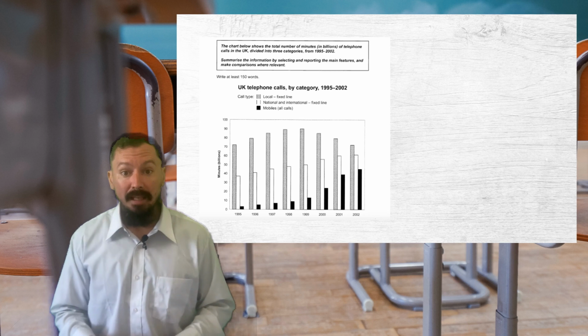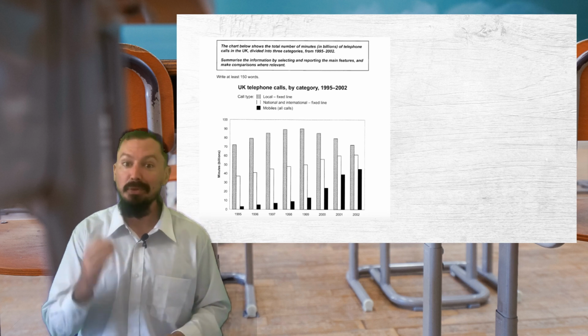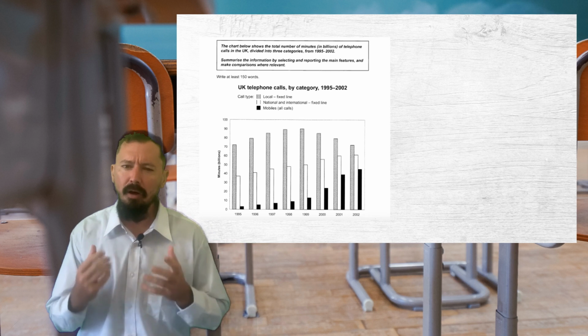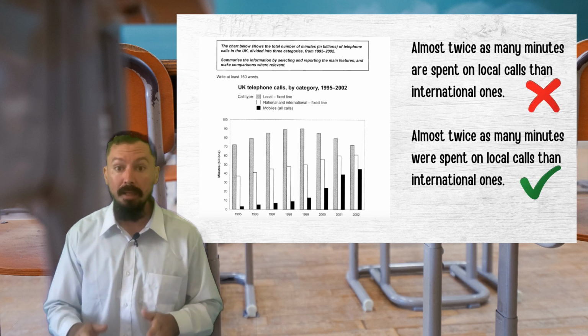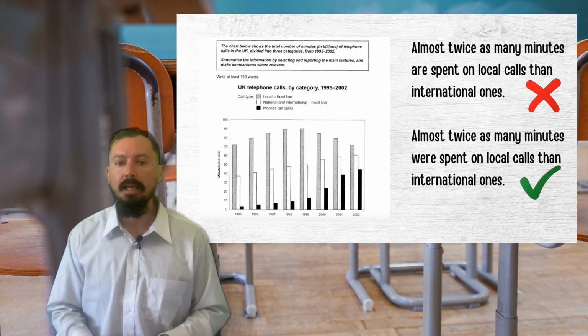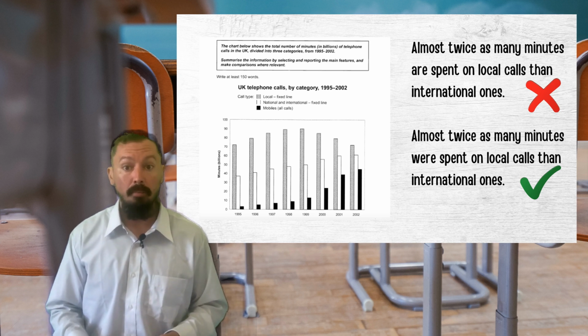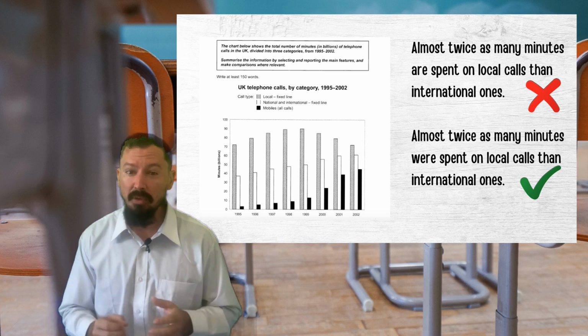Verb tense is really important for all types of question, and you absolutely must think about the time period that is given. One of the biggest mistakes that I regularly see when marking essays is the use of present simple tense when people are talking about line graph or table data from the past. For example, here the latest data comes from 2002, which is far in the past, but people often say things like almost twice as many minutes are spent on local calls than international ones. We need to be much more careful about picking a verb tense, as this sort of mistake would have a terrible impact on your score for grammatical range and accuracy.